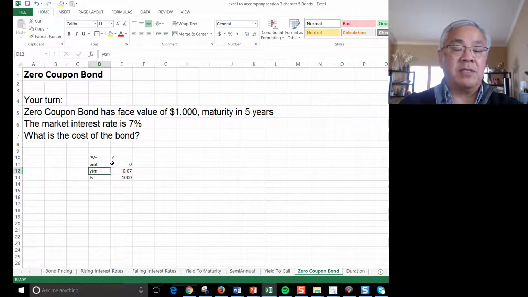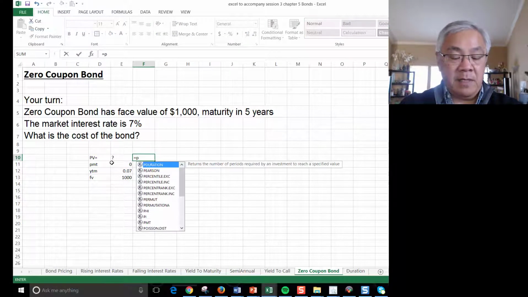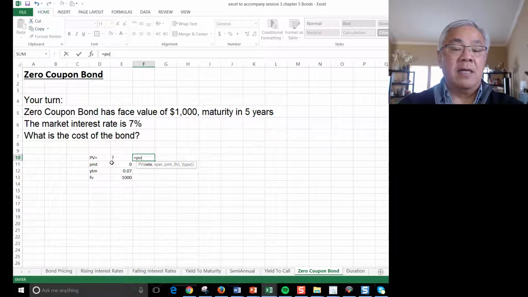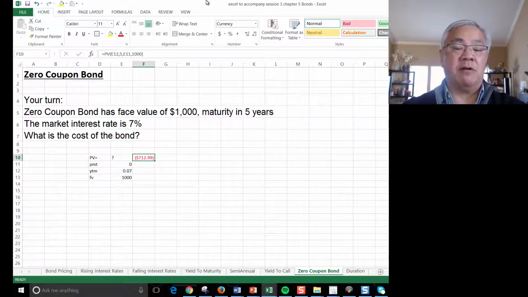The PV, which is the unknown, I just put right next to it, equals PV, open parens, the rate, which is 0.07, comma, the number of periods is 5 years. I forgot to put that. And then the payment amount is 0, comma, and then the FV is 1,000. So the answer is $712.